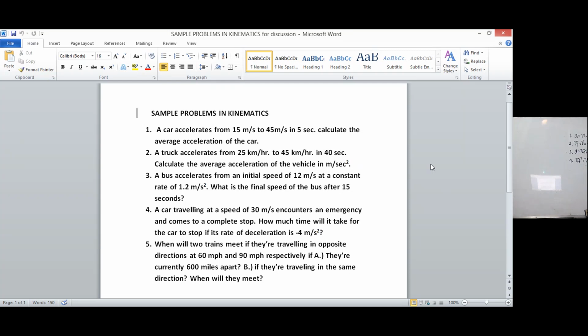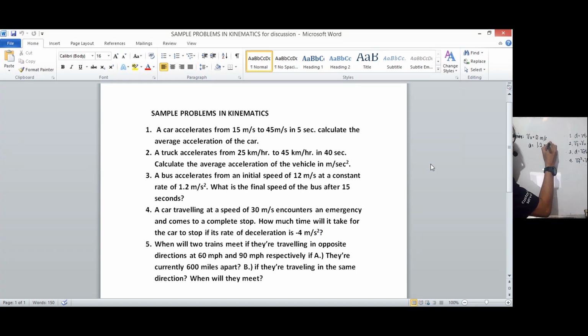Okay, so I'll be writing the given muna, before I move the share tray. So given is initial speed or initial velocity is 12. Okay, so your VO is equal to 12 meters per second. Constant rate, so constant rate is your average acceleration. So your A now is equal to 1.2.